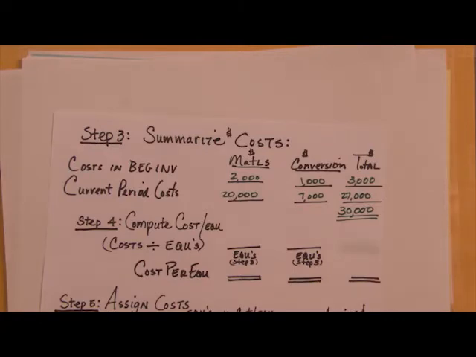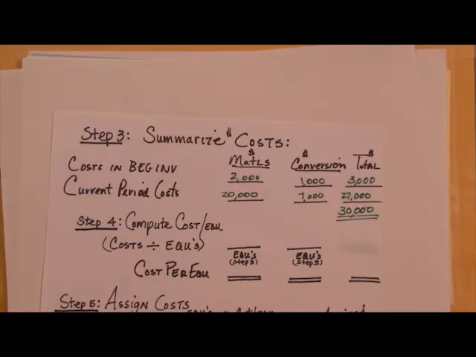All right, I want to say this again about these costs. These costs in the first line relate to the units that are in ending inventory, and the second line would be the current period's cost. How many materials did we use this period, and how many conversion costs were used this period? All right, the next step is very simple.